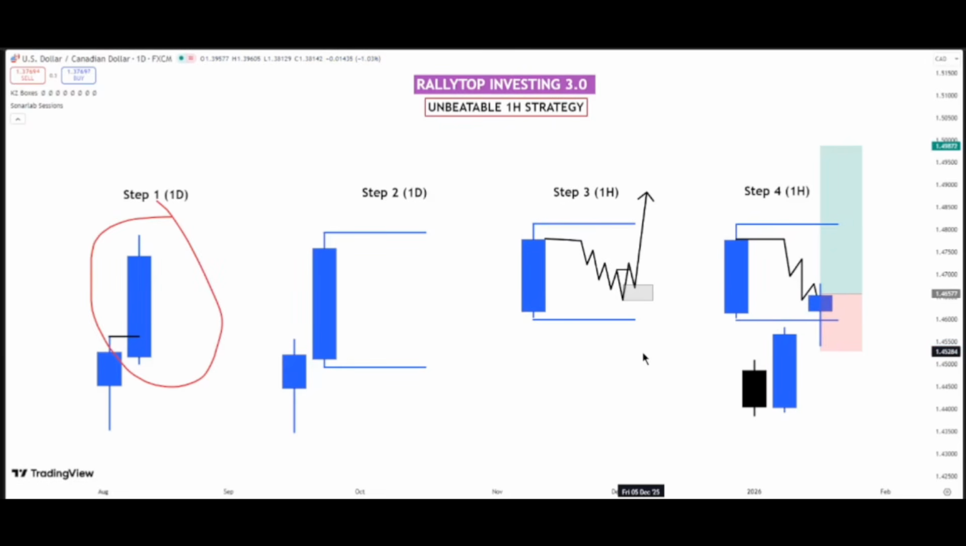If you can master these 4 steps, trust me, in 2027, you will be among the top 1% of successful traders in the world. I'm going to take you to the live chart now and show you 1 or 2 examples.